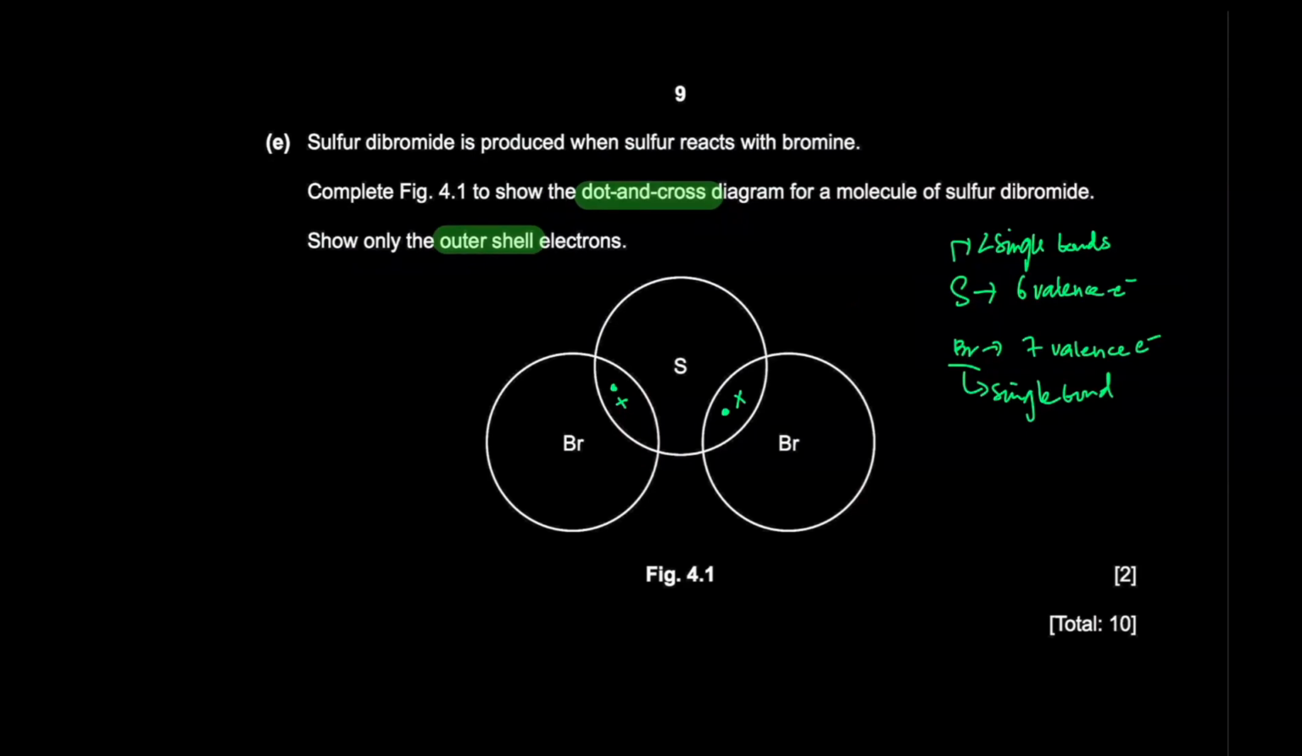Okay. Now sulfur के 6 valence electrons हैं. Okay, let's say dot represents sulfur. 2 of them are shown, which means you have 4 more. Bromine के 7 valence electrons हैं. Only one of them is shown for this bromine, which means you have 6 more. And then same thing here. 1, 2, 3, 4, 5, 6.